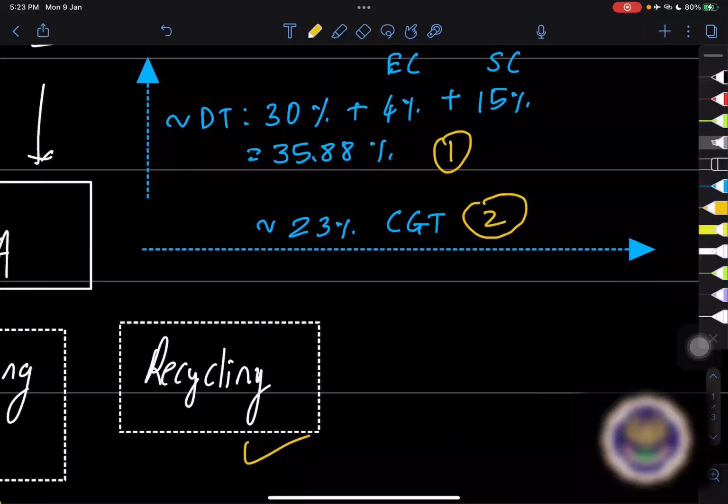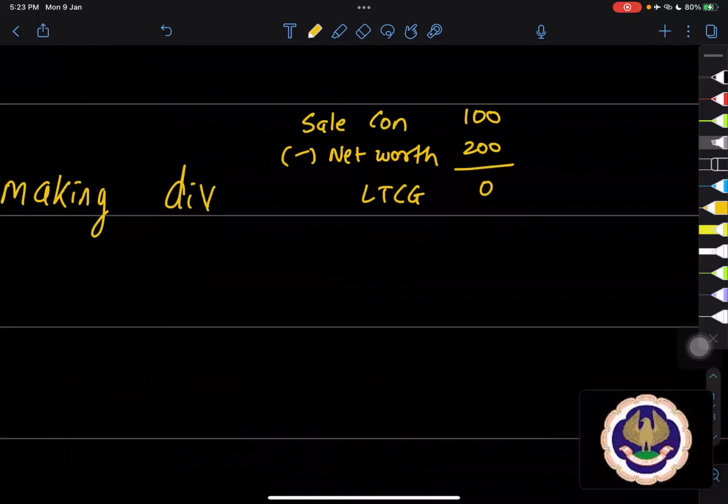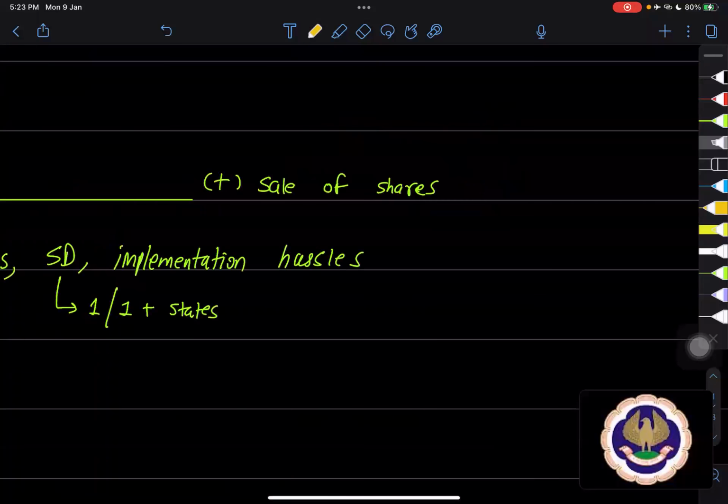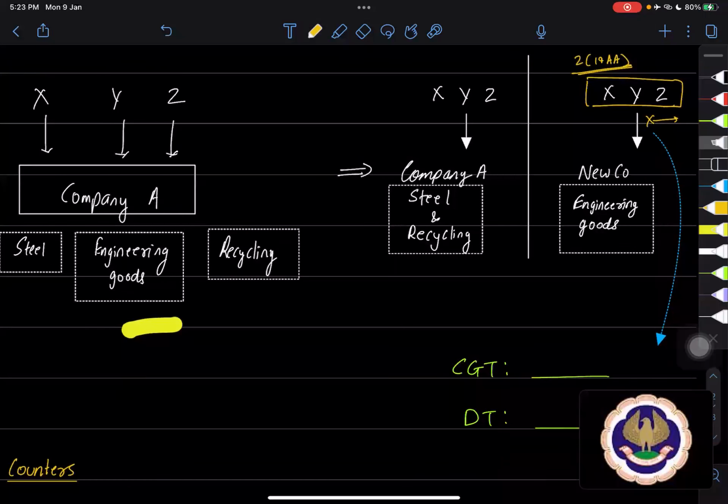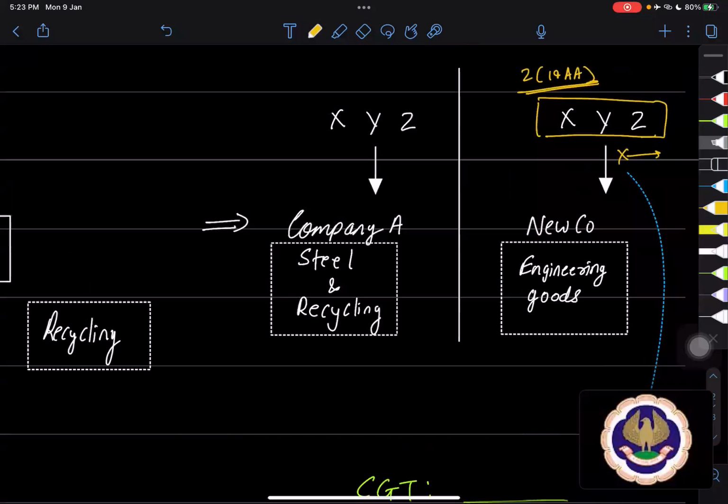Okay, so first we did the demerger, which is a transaction that is exempt, right? So this is an exempt transaction. The demerger itself is exempt, and the only taxable transaction is the sale of shares, which is taxed at 20% long-term capital gains tax, plus the surcharge and cess.